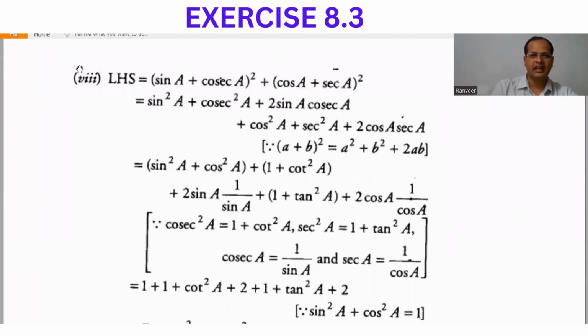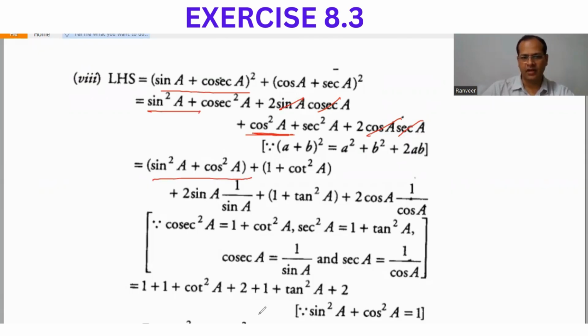Question number 8, sin a plus cosec a whole square plus cos a plus sec a का whole square. तो पहले इसका a plus b का whole square के फॉर्मेट में हम इसको पहले ब्रेक किया. So sin square a, cosec square a plus 2 sin a cosec a. तो ये हमारा उल्टा है तो this is only 2. Here also cos a sec a ये हमारा कट जाएगा. तो we can write यहाँ पे sin square a plus cos square a एक जगह लिया. फिर 1 plus cot square a, 1 plus this we can take cosec square a.